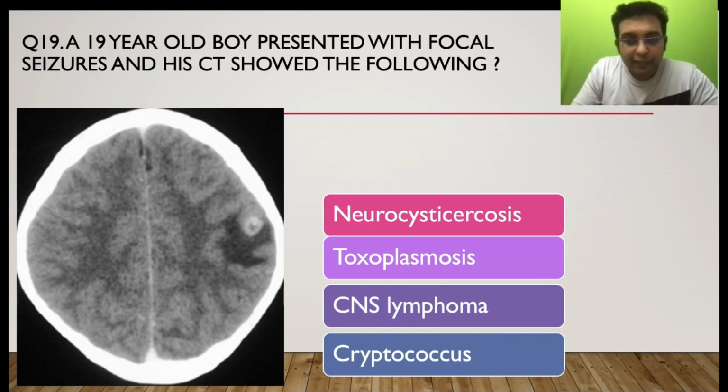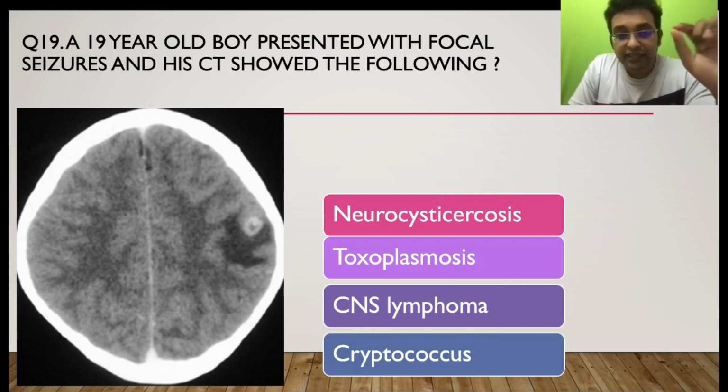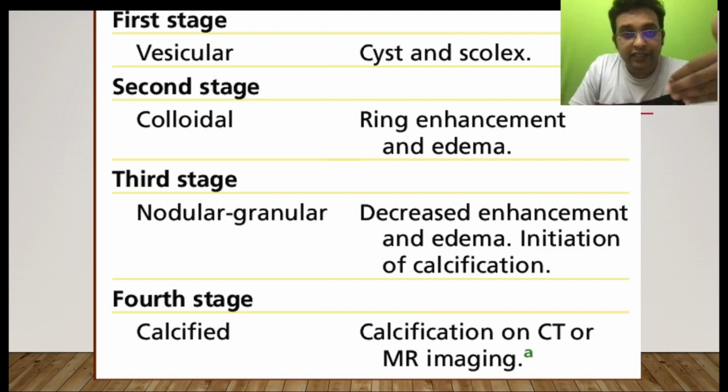So this is less likely to be toxoplasmosis because of the structure of the question as told earlier, and also because of the typical presentation. This is actually a central dot sign that is typical in case of neurocysticercosis. And in neurocysticercosis, this presentation is typically seen in the colloid stage. So the stages are the vesicular stage, in which we get only the scolex and the cyst, the colloid stage, in which we get the ring enhancement and the edema, the third stage is the nodular stage, and the fourth is the calcified one.